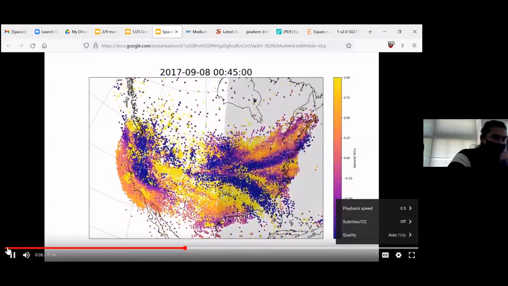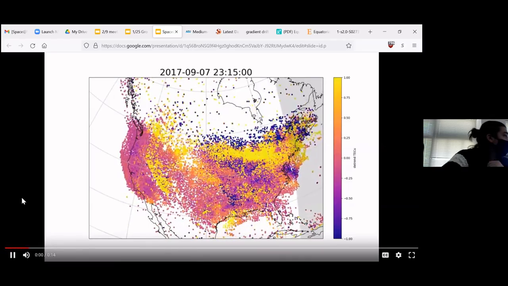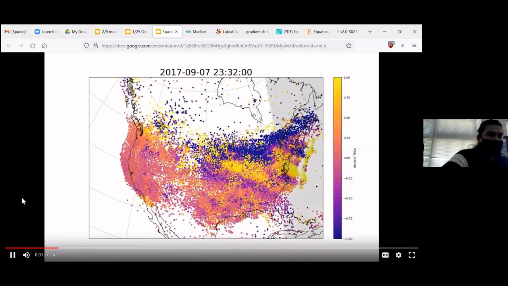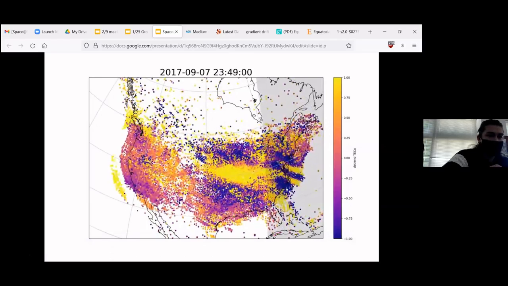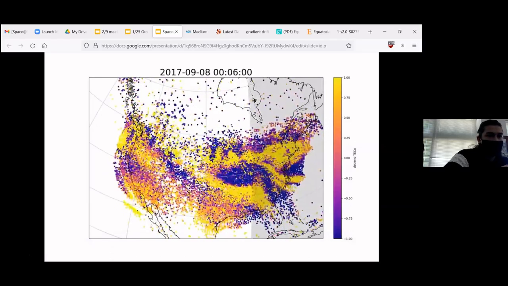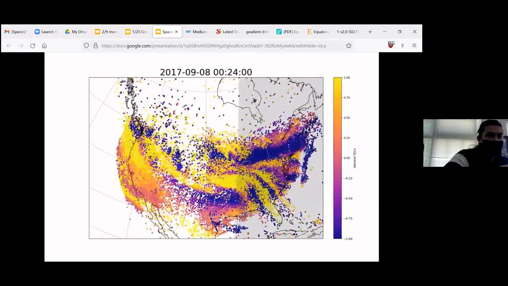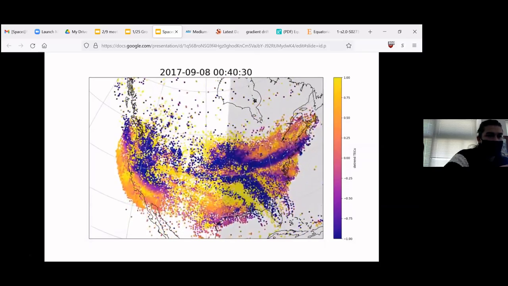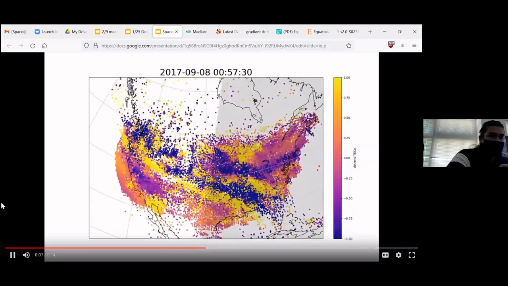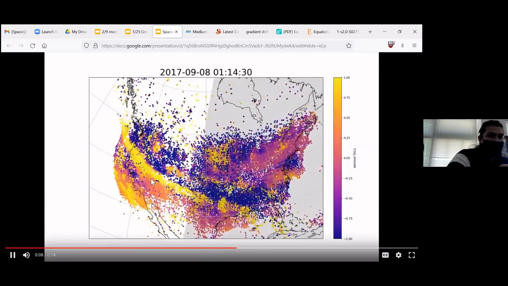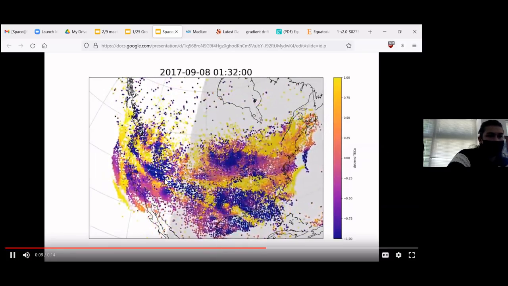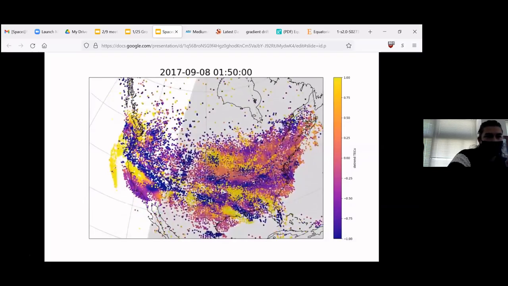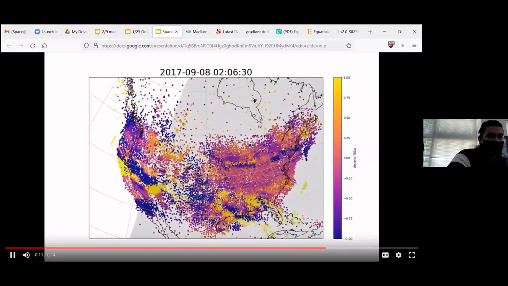Hopefully this shows up on Zoom. I know sometimes videos don't look good. But yeah, you can see a lot of wave-like structures. And again, this is detrended: you take the 30-minute rolling average of the TEC and subtract it.